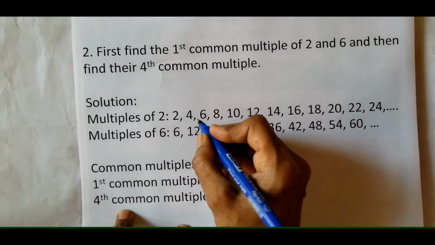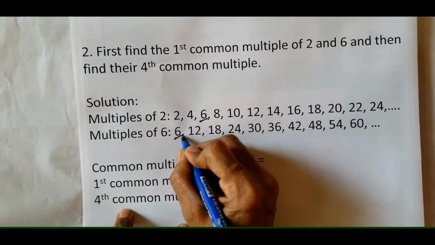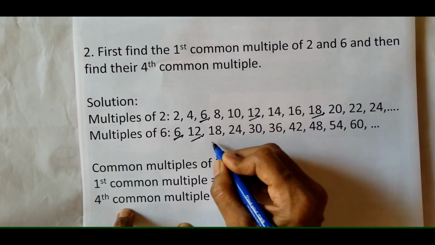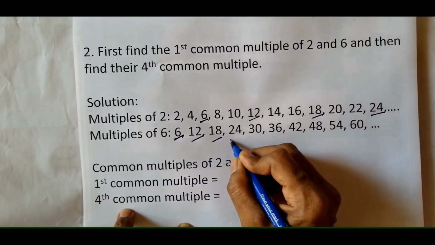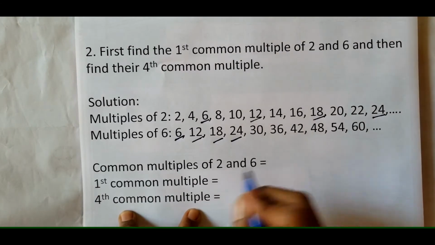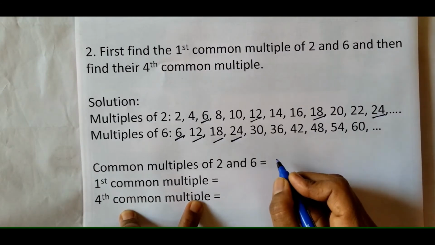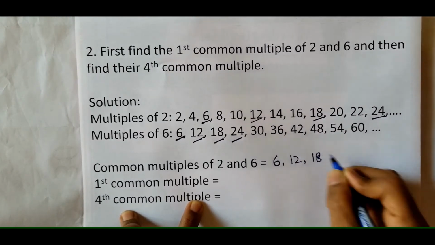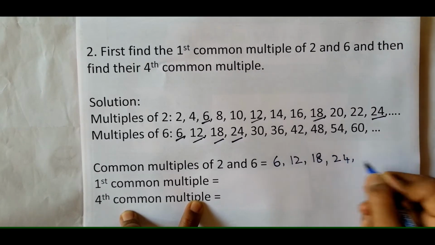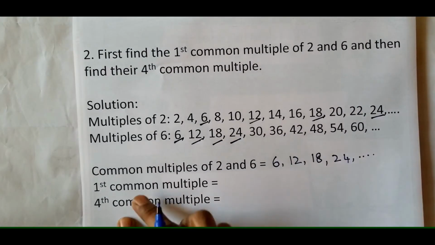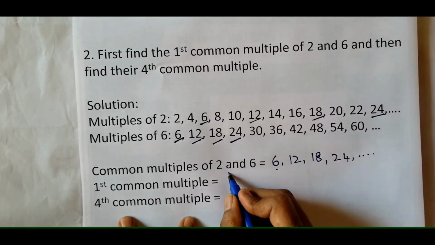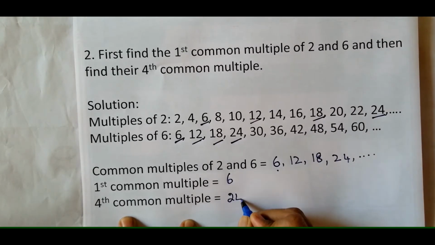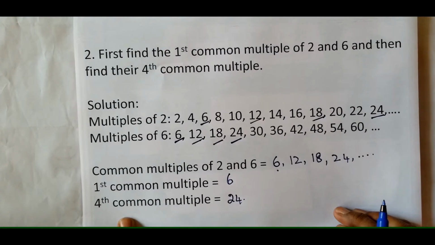The first common multiple will be 6, then 12, then 18, then 24 and so on. So let us write the common multiples of 2 and 6 first. 6, 12, 18, 24 and so on. The first common multiple is 6 and the fourth common multiple is 1, 2, 3, 4, 24. This is very simple, right?